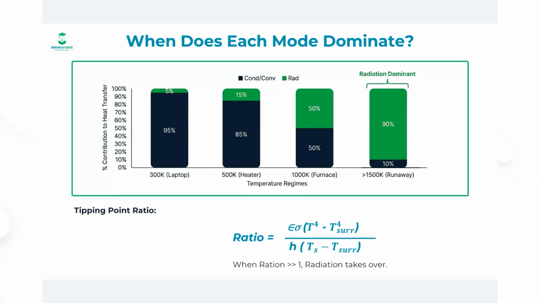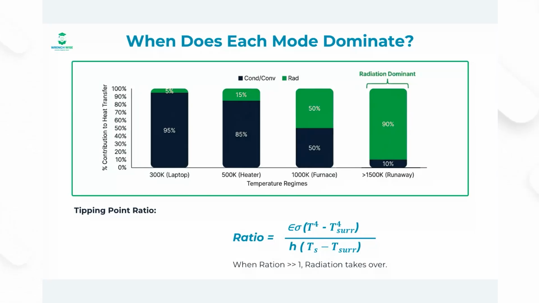At 300 Kelvin, as we can see here, radiation is only about 5% of total heat loss. In standard electronics cooling, it is often safe to ignore it to save computational cost. Coming to 1000 Kelvin, with, let's say, something like a furnace or fire, we have hit the crossover point. This is a 50-50 split. If you ignore radiation here, your simulation is effectively missing half the physics.